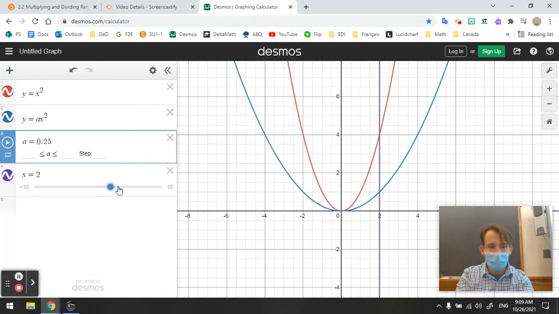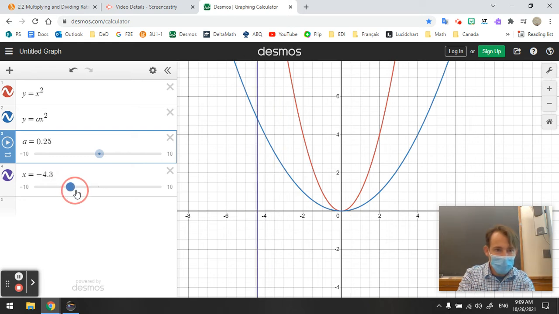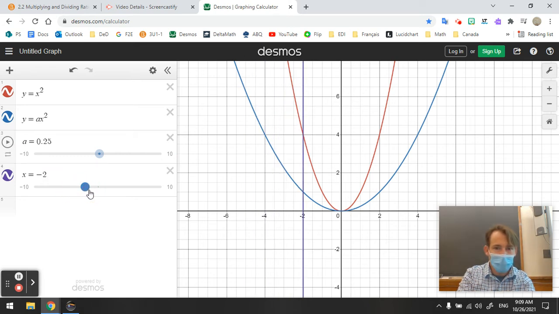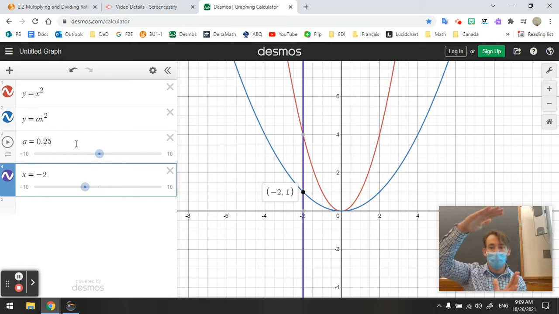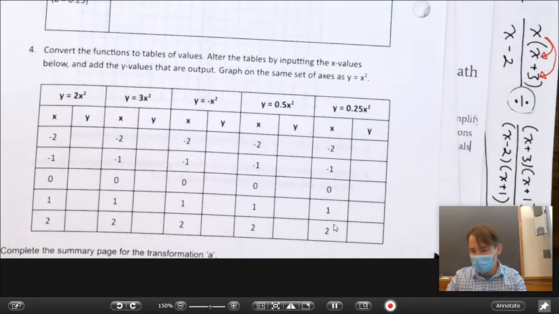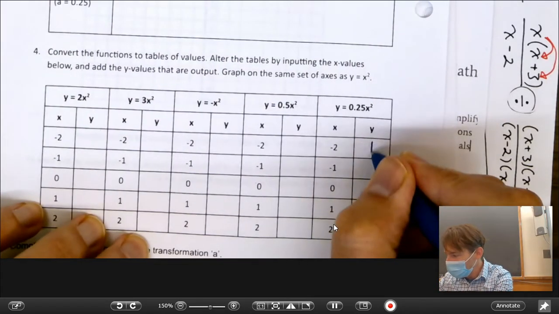So at -2, I can go over here and find that at -2, my original value is 4. Now it's 1. Why? Because a is 1/4. So all of the outputs just got shrunk by a factor of 4. They have been stretched by a factor of 1/4. They became 1/4 their height. So that's at this point here. So I can go ahead and write that down on my table of values. That gave me a 1.